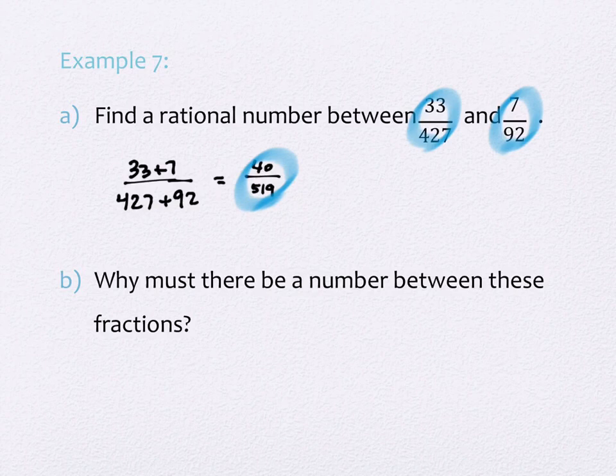I think you're going to need 4 decimals. I'll do the first one. I have 33 over 427 as 0.0773 if I round. What do you have for 7 over 92? Okay, good. And how about 40 over 519?